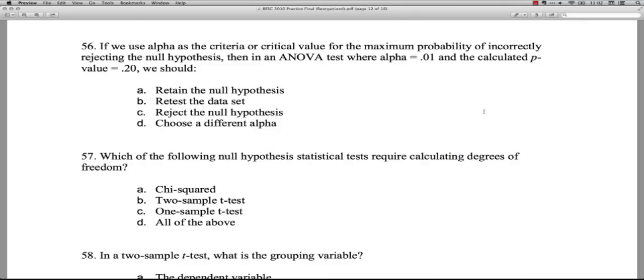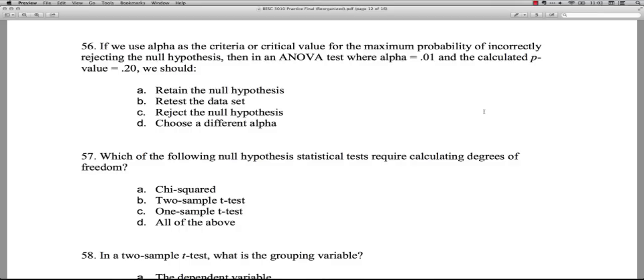56. If we use alpha as the criteria or critical value for the maximum probability of incorrectly rejecting the null hypothesis, this gets confusing, then in an ANOVA, by the way, that first part just says we're using an alpha. So we have a null hypothesis and we set off a part of the normal distribution or the t distribution where we say, this far away is too extreme and we're not going to accept that as random variation. Okay, that just says we have a region of rejection in the distribution. Fine. Then in an ANOVA, that means an analysis of variance. That's where you're usually comparing the means of three or more groups, where alpha is 0.01.